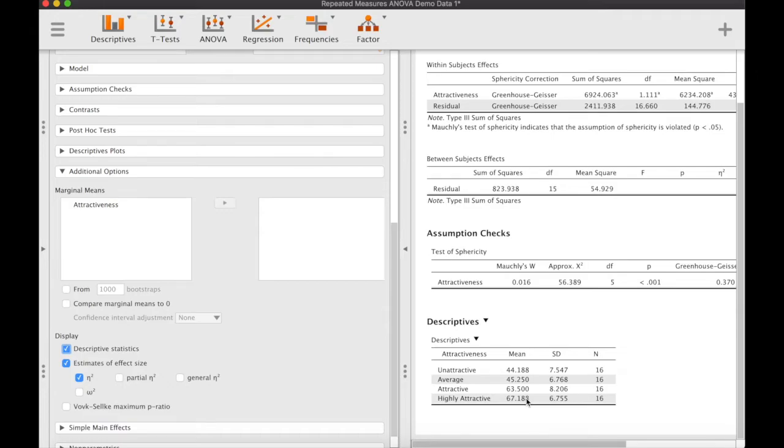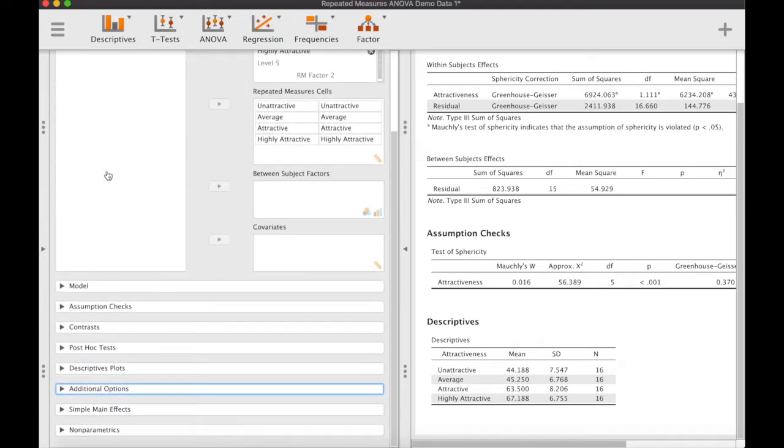What we don't know yet, however, is where exactly the significant differences are. It seems kind of obvious that there's a difference between 44.188 and 67.188, but what about 44.18 and 45.25? Is there a difference between those two, or between 63.5 and 67.18? Is there a difference between those two? To determine where the actual differences lie, we have to run our post hoc test.